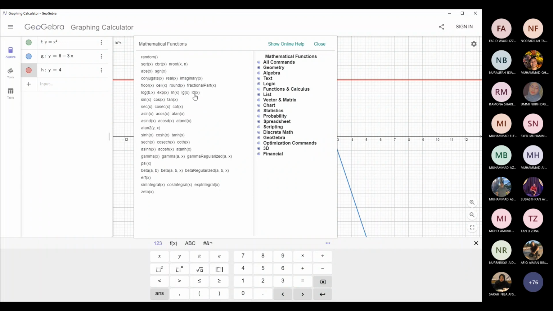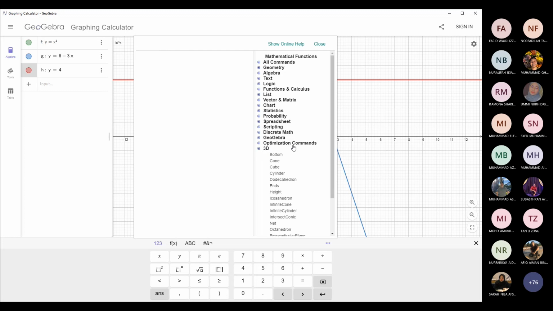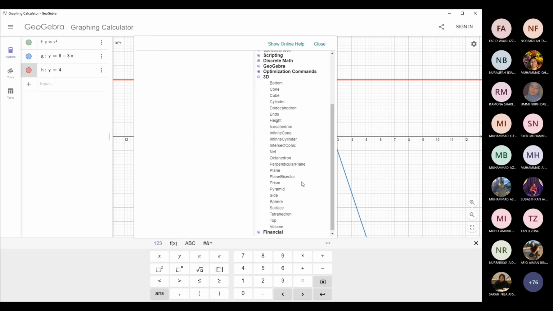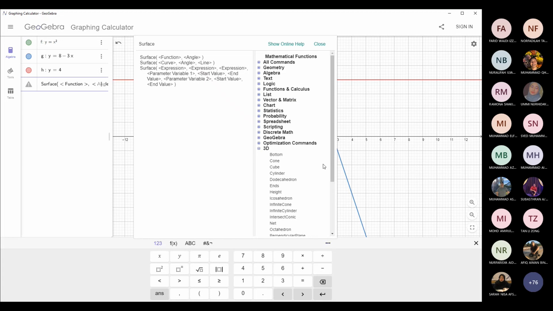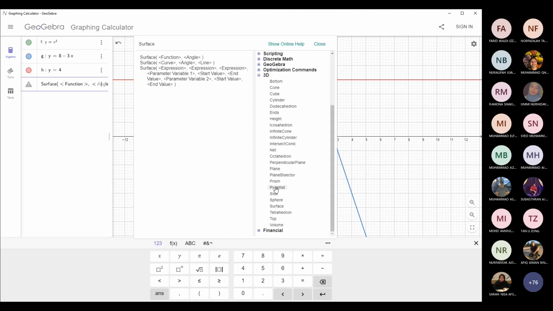Kalau function lain boleh klik dekat situ akan ada. Oh, ada 3 dimension: cubes, surface, function, angle, expression. Surface tapi kena letak dia punya ni. Ada piramid, polygon, point, sphere, surface, expression, parameter, function, angle, curve. Kalau surface yang ketiga ni, awak boleh masukkan expression 1, expression 2, expression 3, and then parameter variable, tapi kita tak ada all of this information.